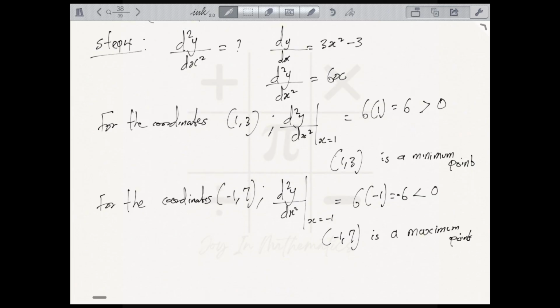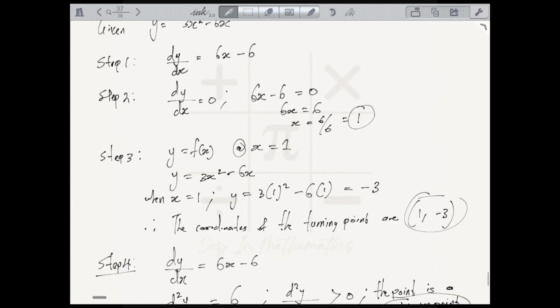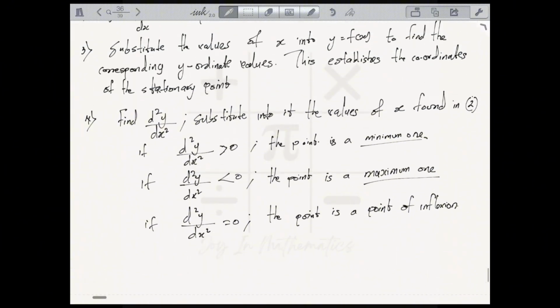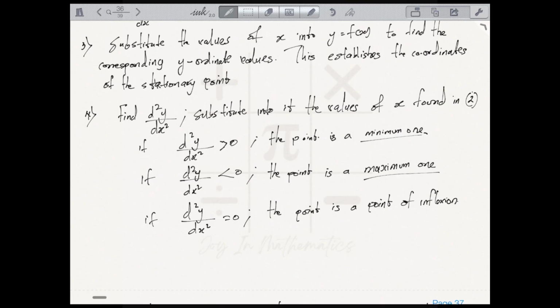So let's take a look again at the conditions, and from there we will solve 2 more examples on this. Now it says if d²y/dx² is greater than 0, the point is a minimum point. If d²y/dx² is less than 0, the point is a maximum point. And if d²y/dx² is equal to 0, the point is a point of inflection. Now next video we will solve more examples following these same steps.